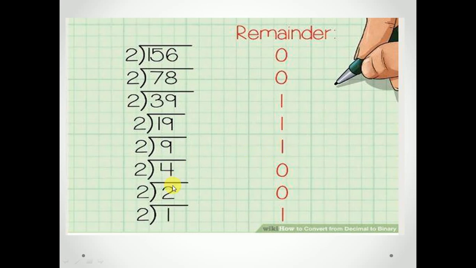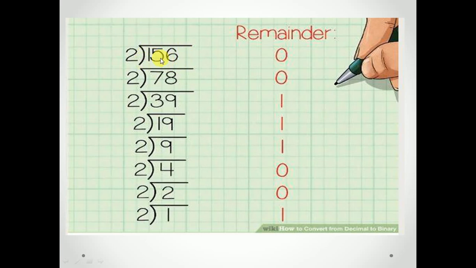4 divided by 2 is 2, and the remainder is 0. Similarly, 2 divided by 2 is 1, and the remainder is 0. And this last one you have to write here. If it was 0, you write 0 here. If it is 1, you write 1 here. So this is your new number, the binary form of the decimal number 156.